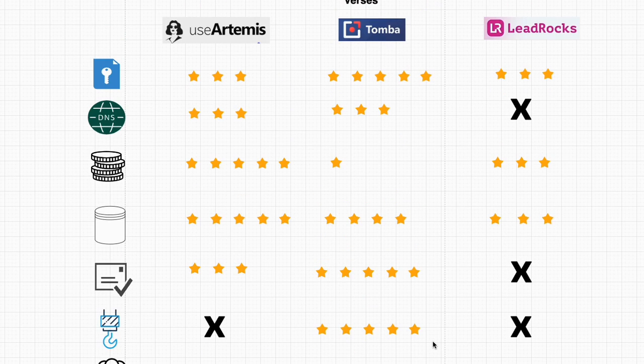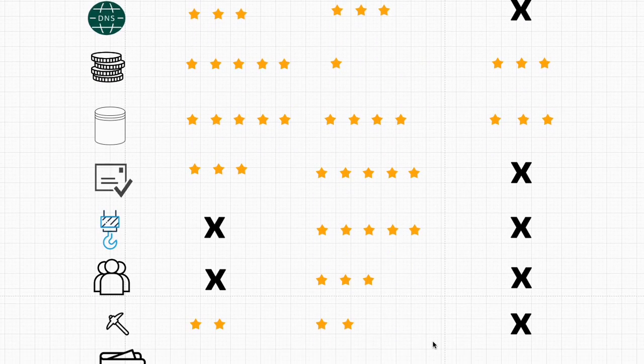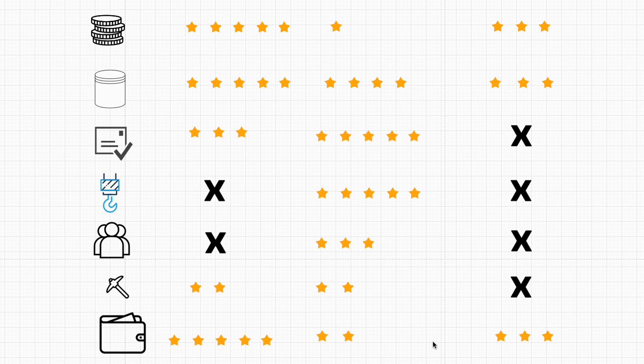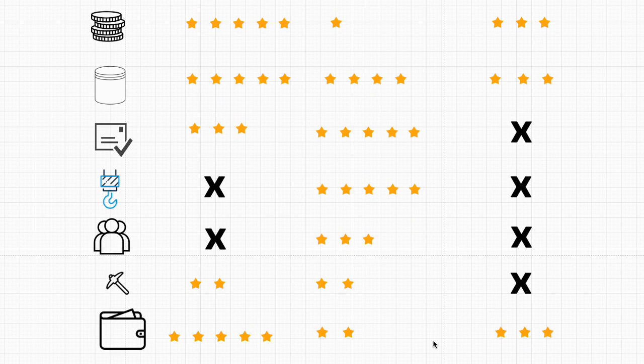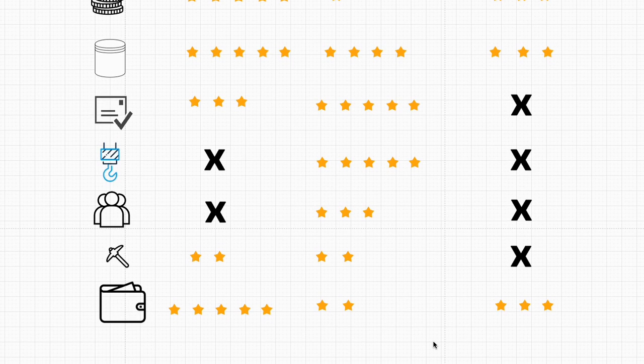So I looked at all 3 of these in this versus battle, and there is one winner. But before I give you the winner based on what I see, because I have all 3, I'm going to give you some additional bonuses, right? A bonus is that useArtemis has a LinkedIn outreach and cold email tool. They have a cold email tool coming soon, right? So I think that's a good bonus.